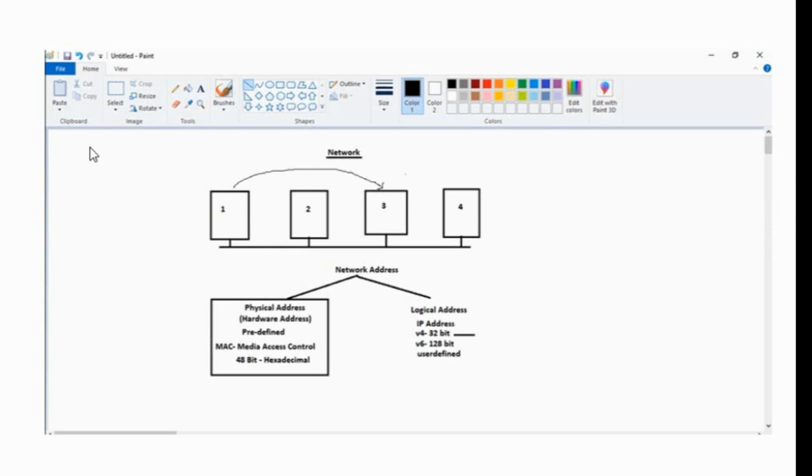If this computer is in New York, this computer is in Australia, this computer is in London, this computer is in Japan, so what happened? These are all contained in a wide area network. But as you can see, when they are all connected to each other in one geographical area, that is of course called LAN, local area network.